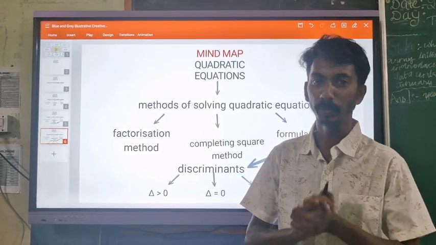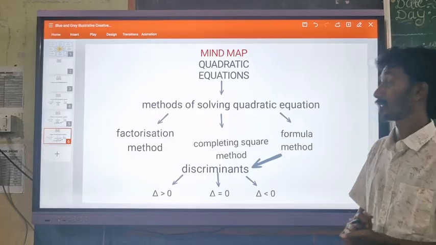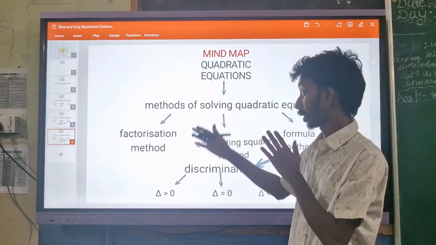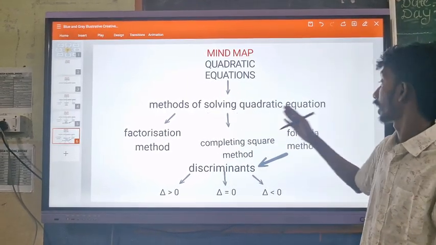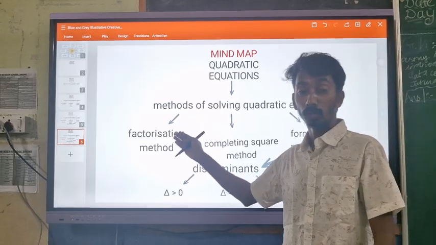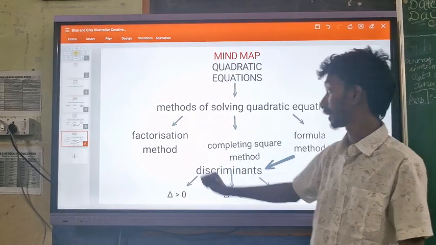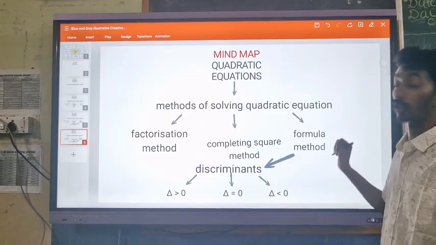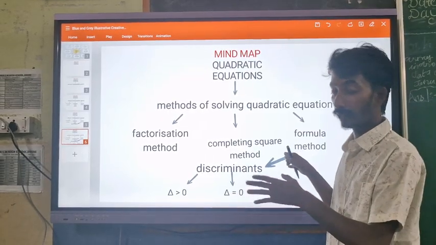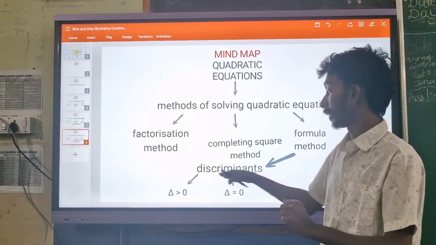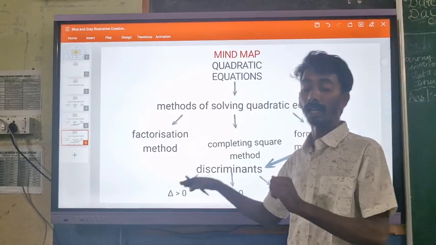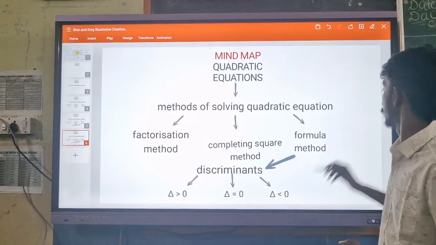Today we are going to review the topic the quadratic equation. In this topic we will come across methods of solving quadratic equations. To solve the quadratic equation we have three methods: factorization method, completing square method, and formula method. In the formula method we have a part called the discriminant. We will call the discriminant delta, and here we have three cases.